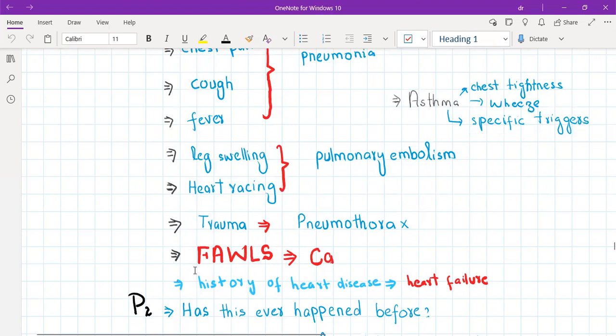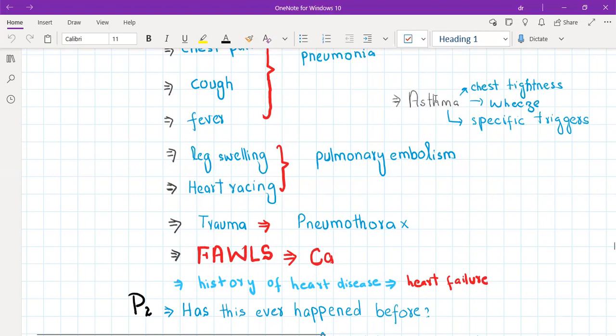Okay. You should also ask about any history of heart disease to rule out heart failure. Okay, so basically we have about 4 differentials here. Actually 5 differentials here: pneumonia, pulmonary embolism, pneumothorax, cancer, and heart failure. Also, please don't forget about asthma.